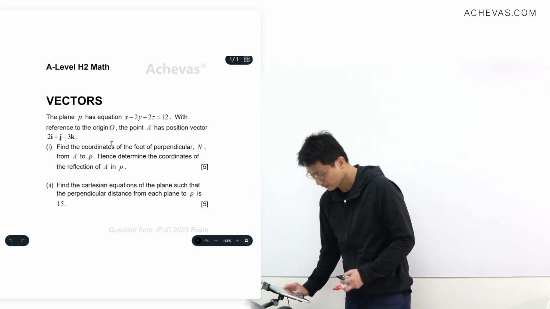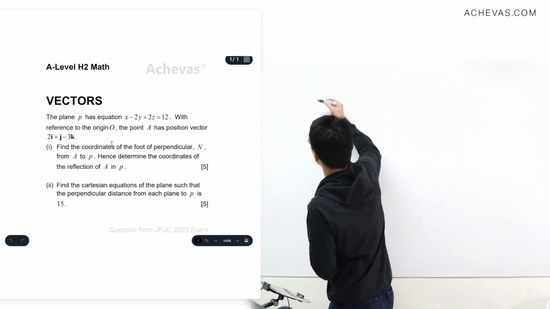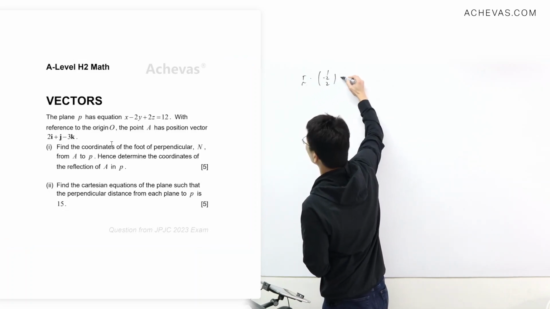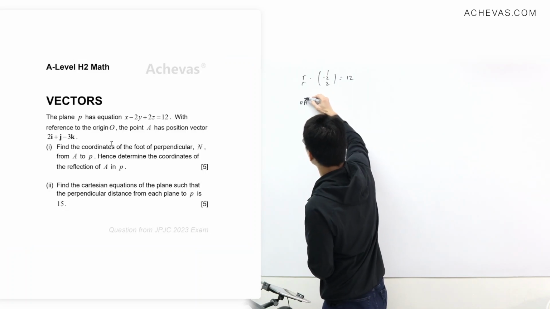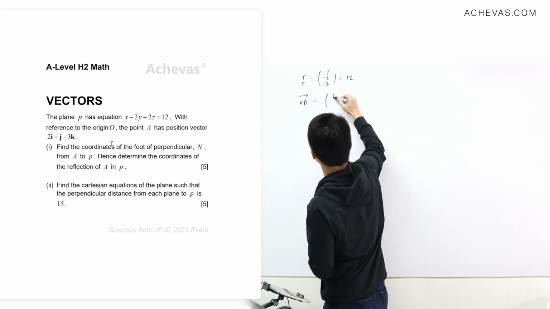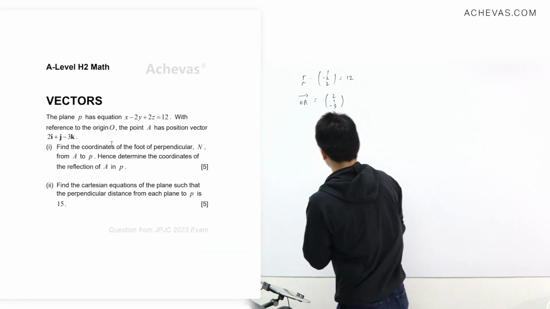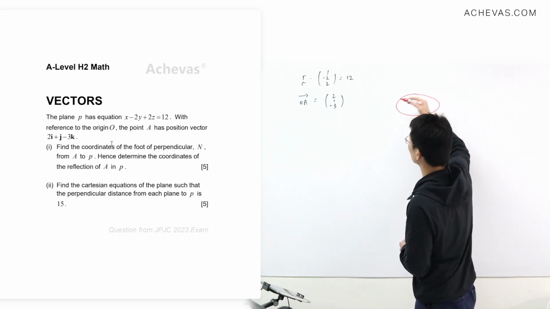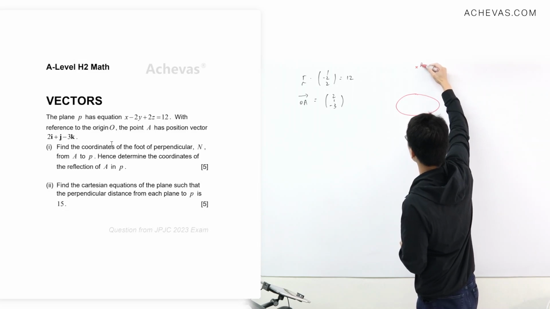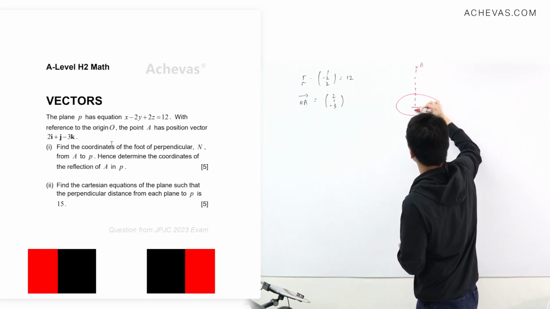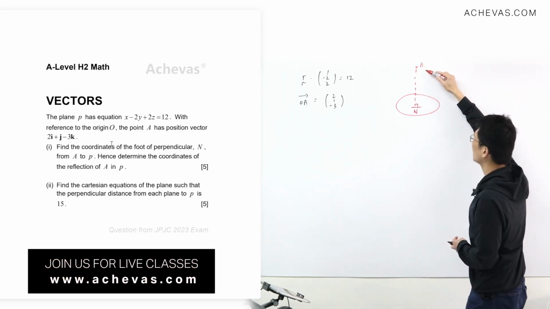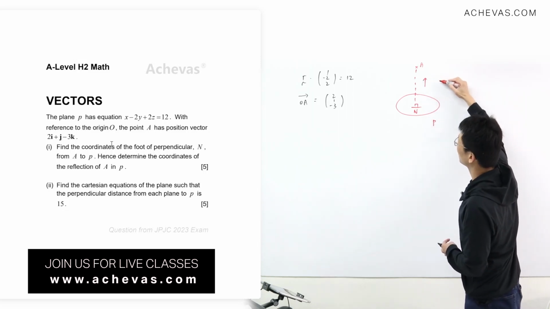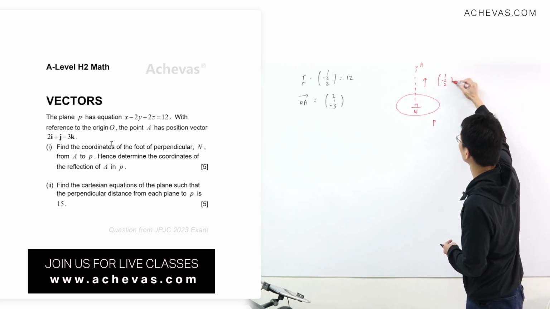A to P. First, let's rewrite the equation of the plane into the scalar dot product form, and the position vector in the column vector form. We can also draw a simple diagram to illustrate this particular scenario. It will help us in our visualization. So we have point A, and this is the foot of the perpendicular to plane P, and the normal vector is given by (1, -2, 2).